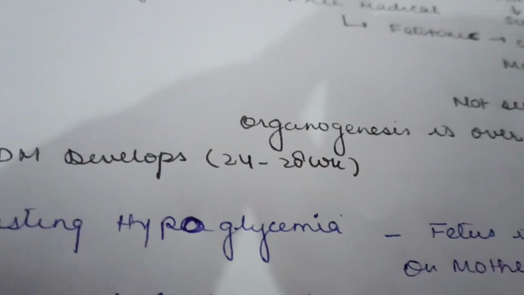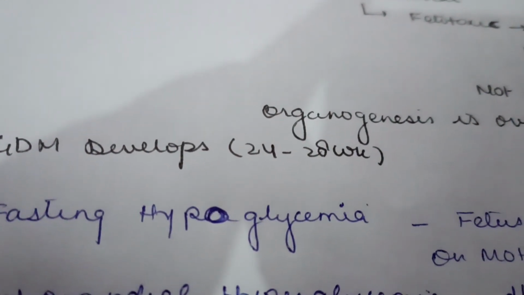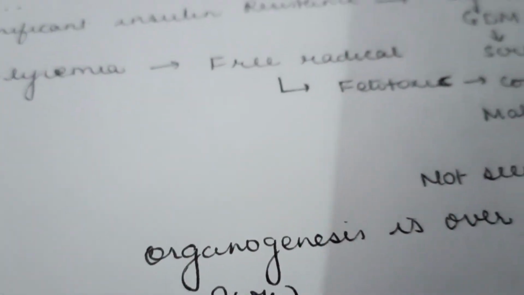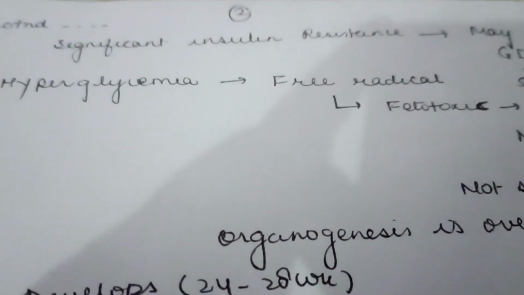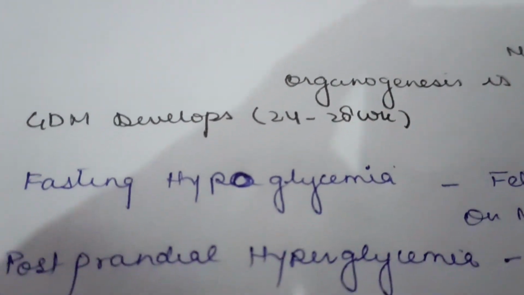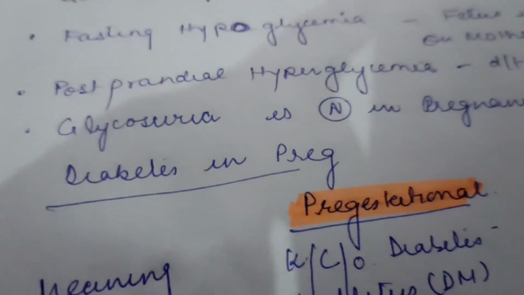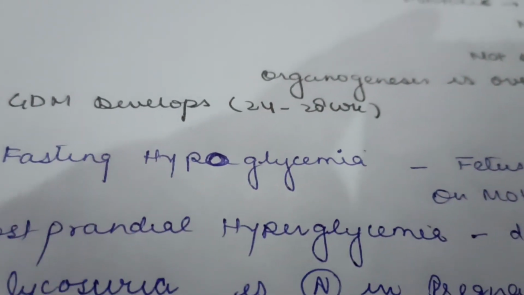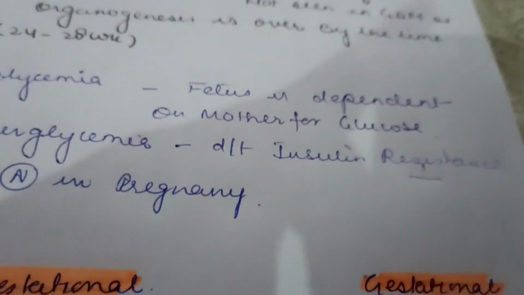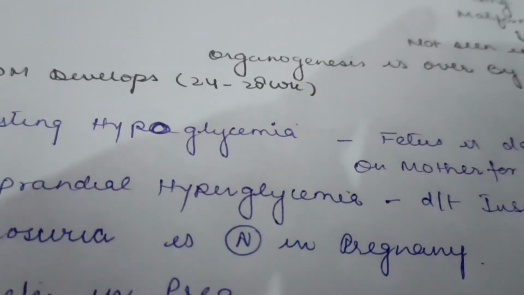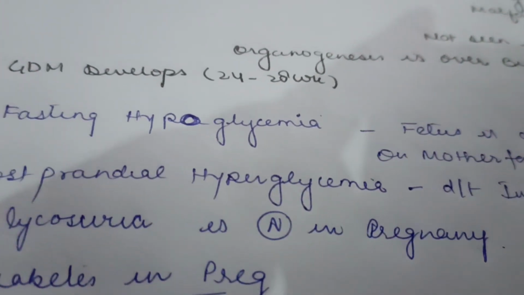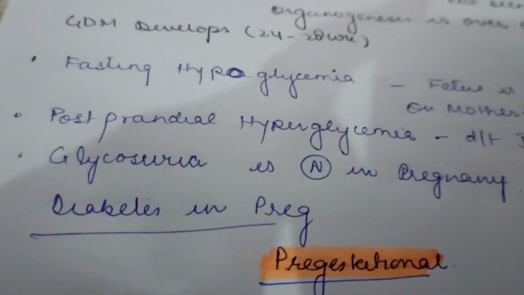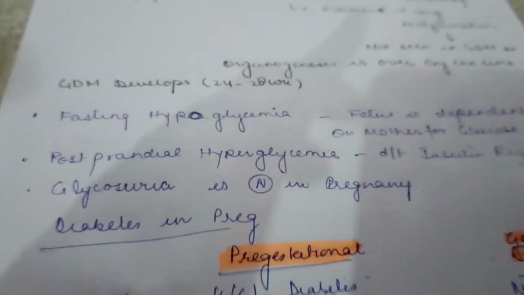But in diabetes, hyperglycemia releases free radicals, it becomes teratotoxic, and it results in congenital malformation. In pregnant females, in fasting states there is hypoglycemia. Why? Because the fetus is dependent on the mother for glucose requirement. But there is postprandial hyperglycemia. Why? Due to insulin resistance. So glycosuria can be normal in pregnancy, and this should be noted.